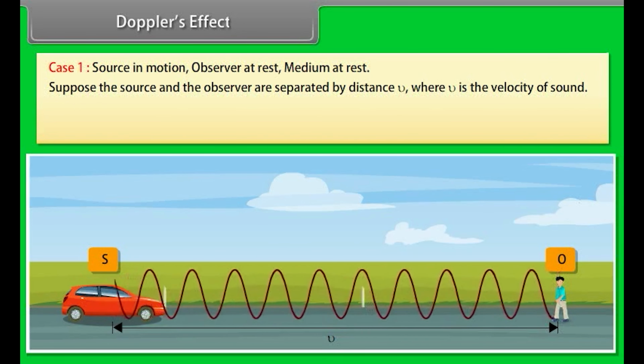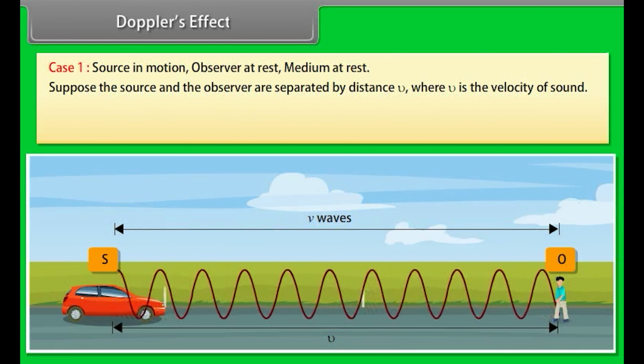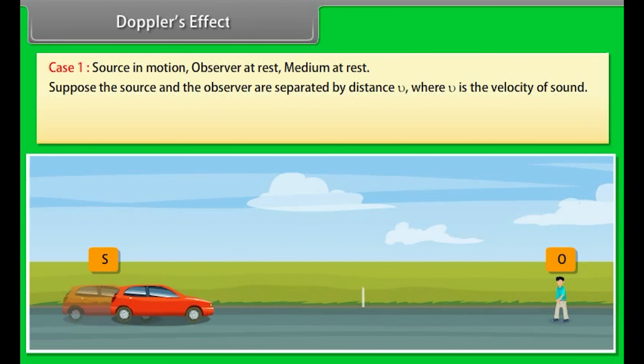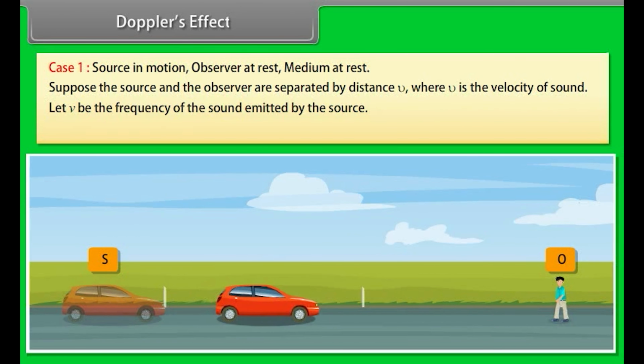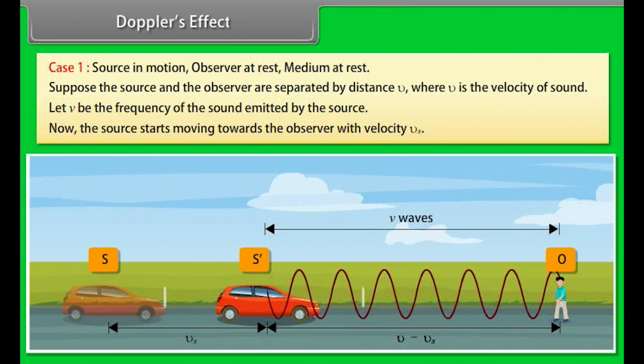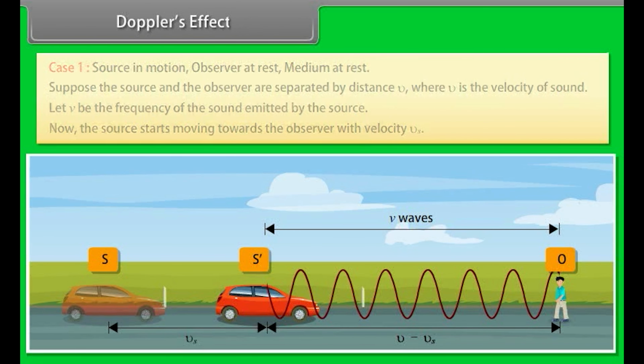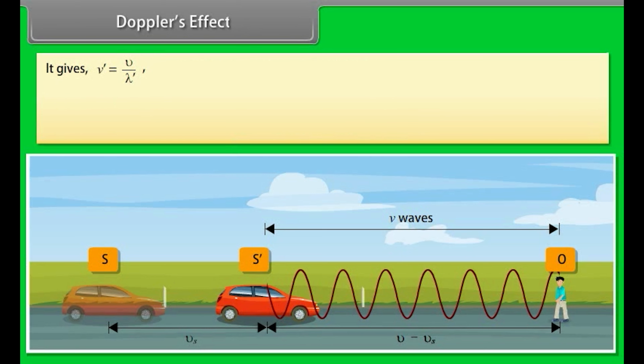Suppose the source and the observer are separated by distance v, where v is the velocity of sound. Let nu be the frequency of sound emitted by the source. Now, the source starts moving towards the observer with velocity vs. It gives nu dash is equal to v upon lambda dash. On calculating, we get nu dash is equal to v upon (v minus vs) multiplied by nu.